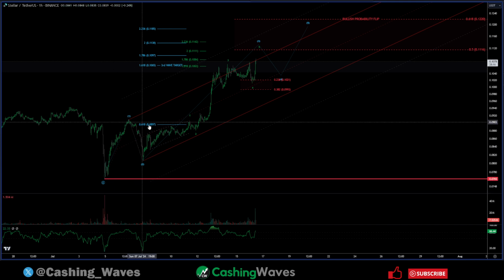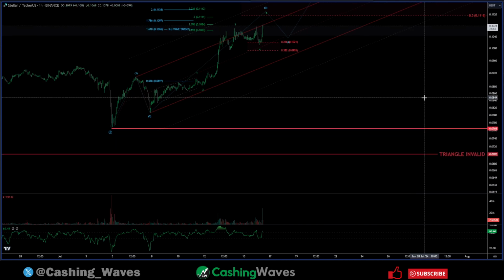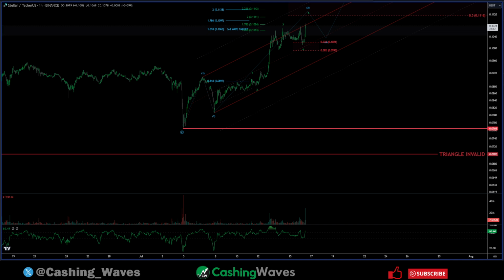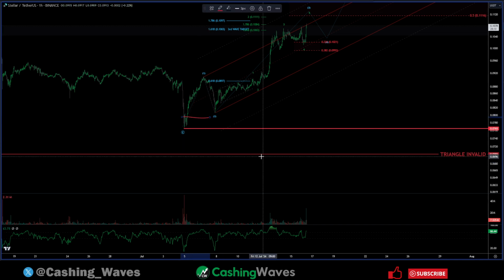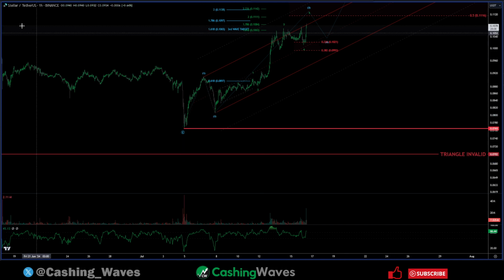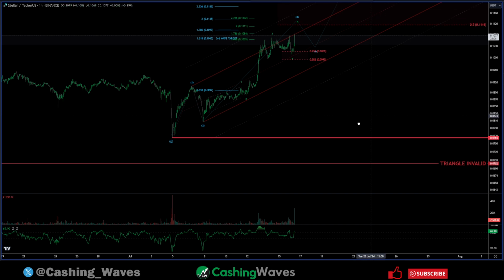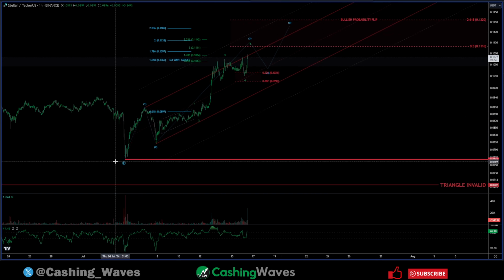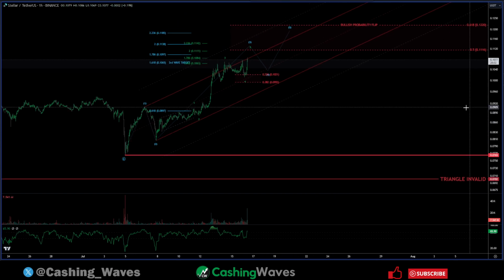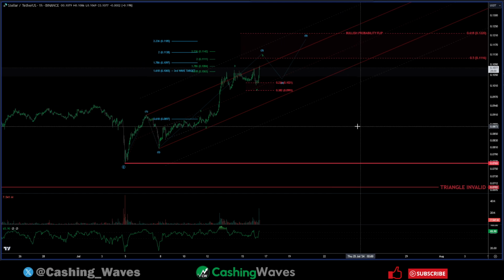We weren't sure if this was a 1 and a 2, but our entry was very clear. We entered about here, stop at this low. So very easy trade. Just had to let the pattern play itself out. We weren't sure if this was a 5 wave or a 3. As of now, it was a 5 wave.